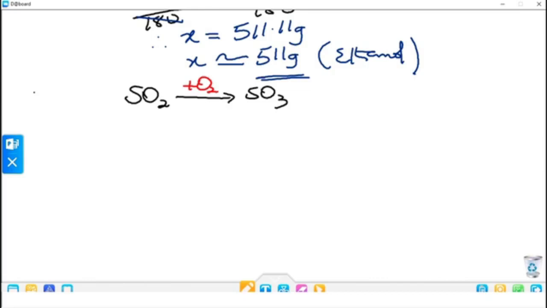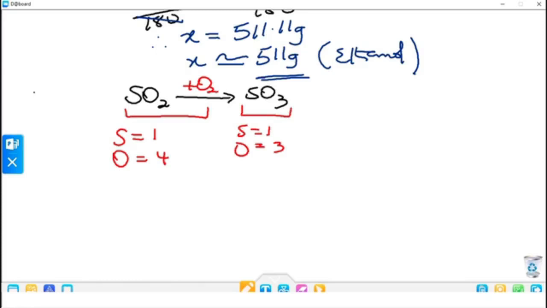So now let us pen down the equation for the reaction, and we are told to balance it. So we have SO2 plus O2 to give us SO3. Now, is the equation balanced? No, it is not balanced. So we have to balance it. At the left-hand side, sulfur is 1, oxygen is 4. At the right-hand side, we have only one species. Sulfur is 1, oxygen is 3.